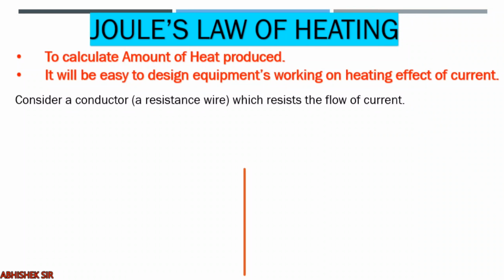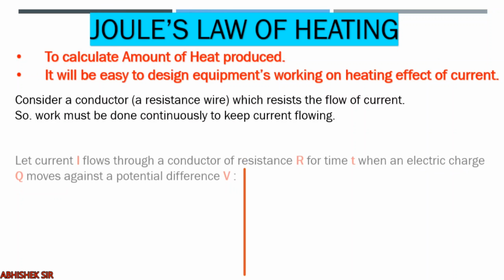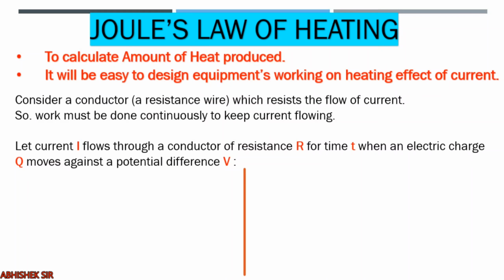Consider a conducting wire, a resistance wire, which is resisting the flow of current. To make the current flow we have to do some work. There must be some potential difference. Let current I flow through a conductor of resistance R for time t, when an electric charge Q moves against a potential difference V. These are all basic phenomena that we have already learned, so we shall assume them before deriving any relation. So current is I, resistance is R, time is t, electric charge Q is moving against the potential difference V.